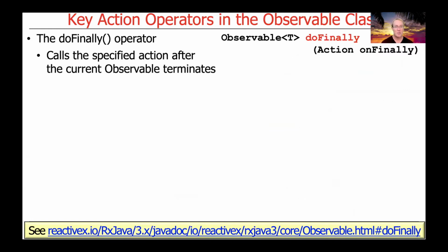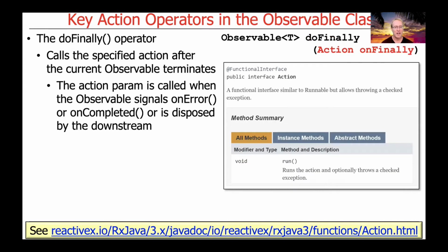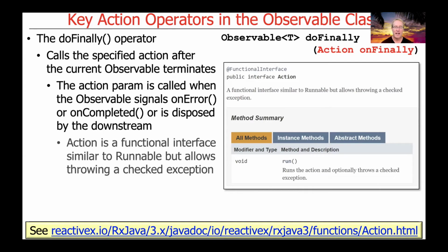This operator calls the specified action after the current observable terminates. In particular, the action parameter that's passed here is called when the observable signals onError or onComplete, or is disposed of by the downstream. Action is a functional interface. It's very similar to the Runnable functional interface. However, it allows throwing of a checked exception.